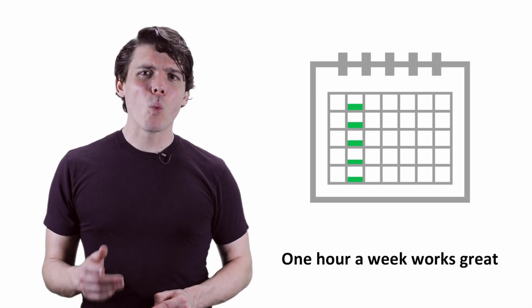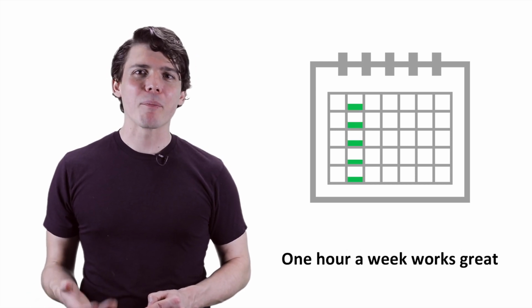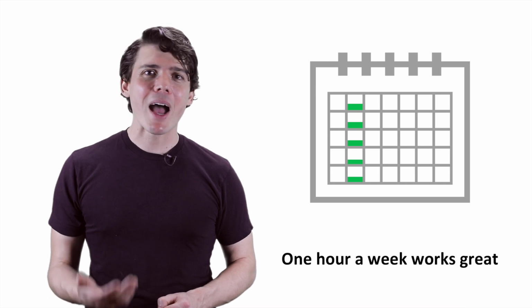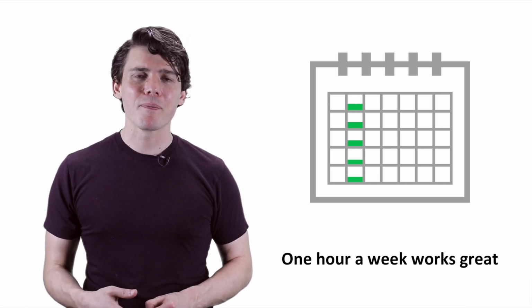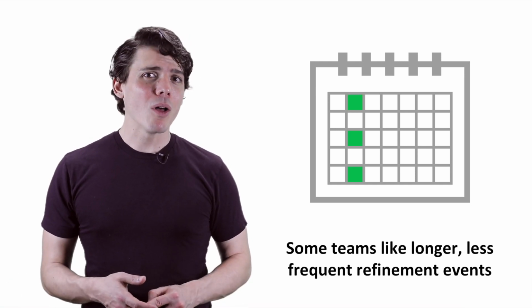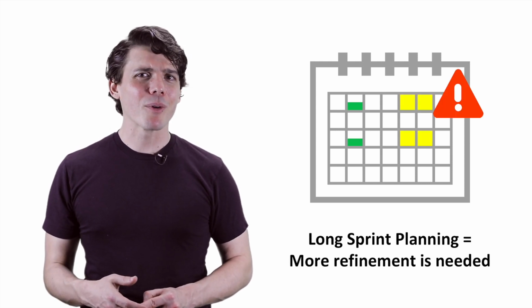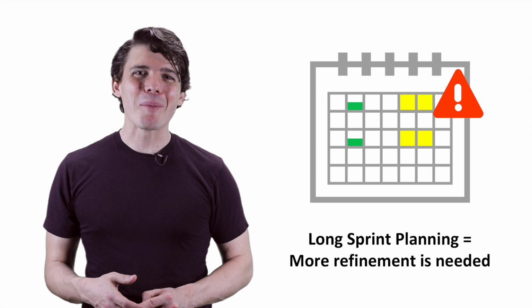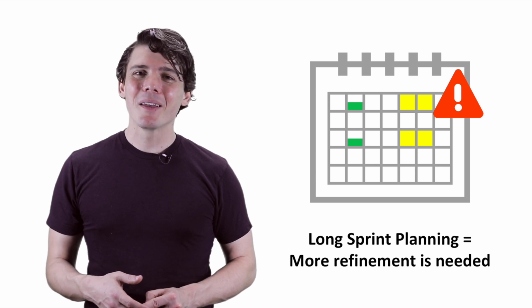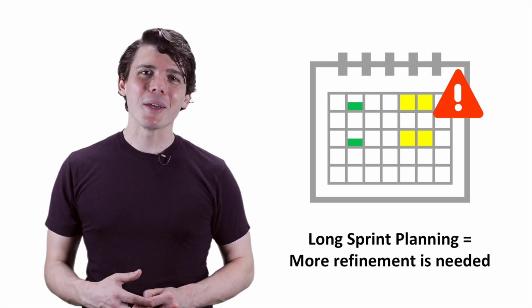I generally suggest one shorter backlog refinement event per week, lasting about an hour for mature teams and products. Some teams like one longer session per sprint. If your sprint planning events seem to take forever, you probably need to spend more time doing refinement. This is especially common for new teams or products.